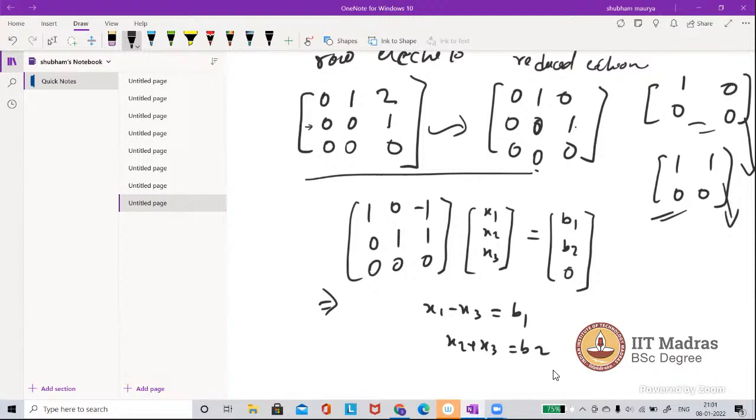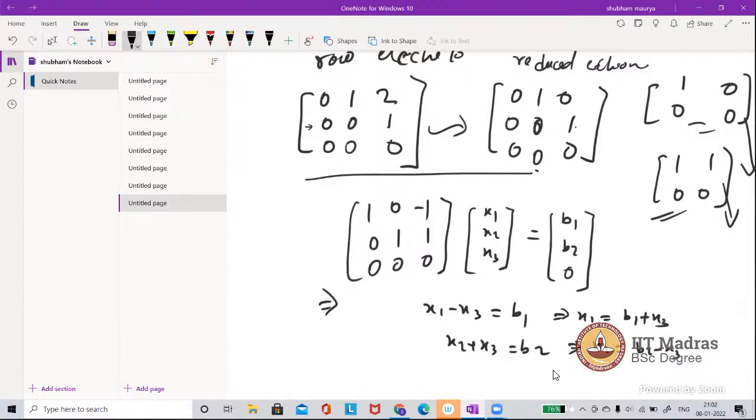Now, from the first one, what can I write? x1 equal to b1 plus x3, right? Yes, sir. And x2 equal to b2 plus x3. Now, whenever I fix some value for x3, then x1 and x2 are both fixed, right? So x1 and x2 are dependent, and x3 can be chosen freely. I will give you the reason why I am doing it like this.